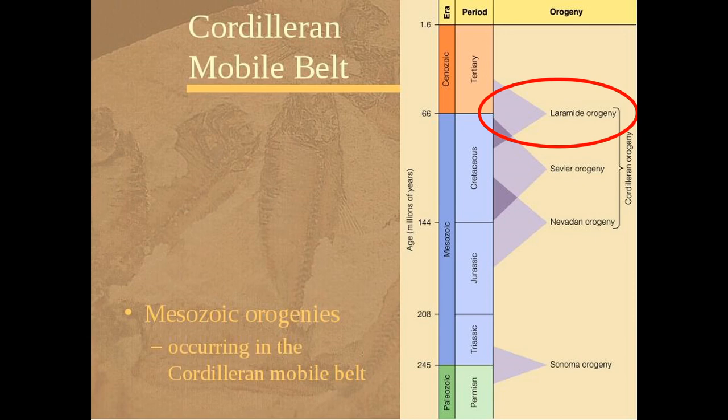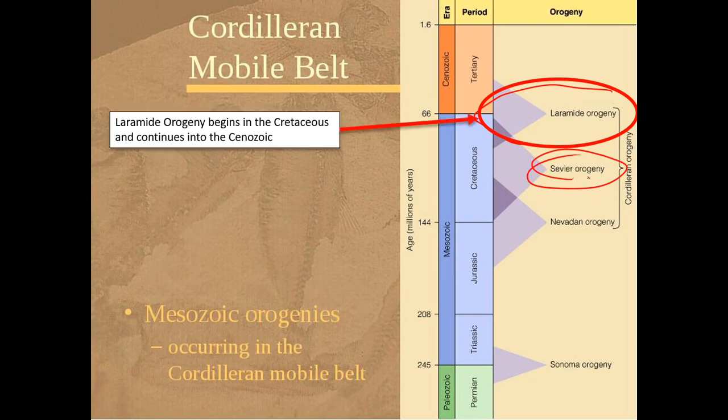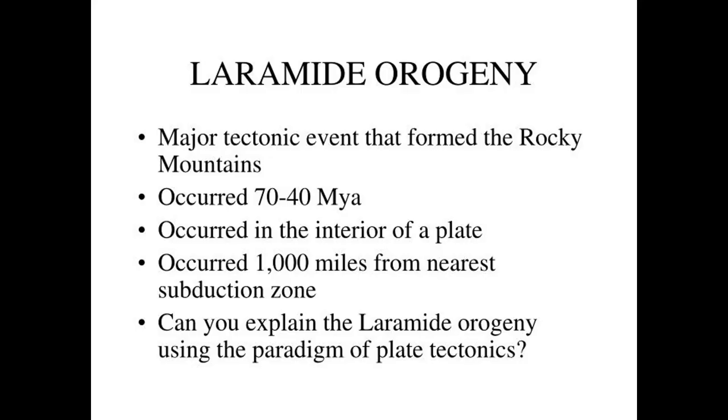Okay. So the Laramide orogeny, let's go in a little bit more detail with that. The Laramide orogeny begins in the Cretaceous, ends in the Cenozoic, and it follows directly on the heels of the Sevier orogeny. So this is all part of the continued subduction of the Farallon Plate. So the Laramide orogeny is different than the Sevier orogeny in a few ways. Now, this is a major tectonic event that forms the Rocky Mountains, going from 70 to 40 million years ago. And it occurred in the interior of the plate.